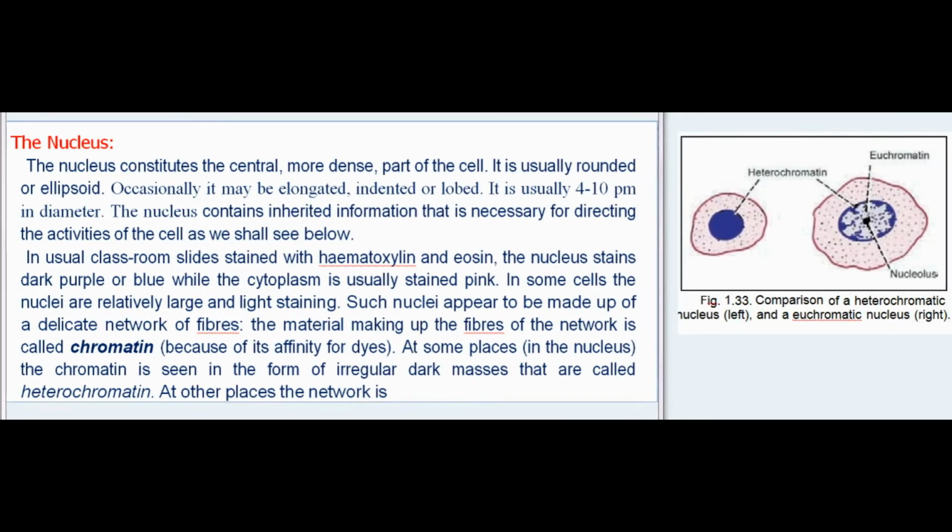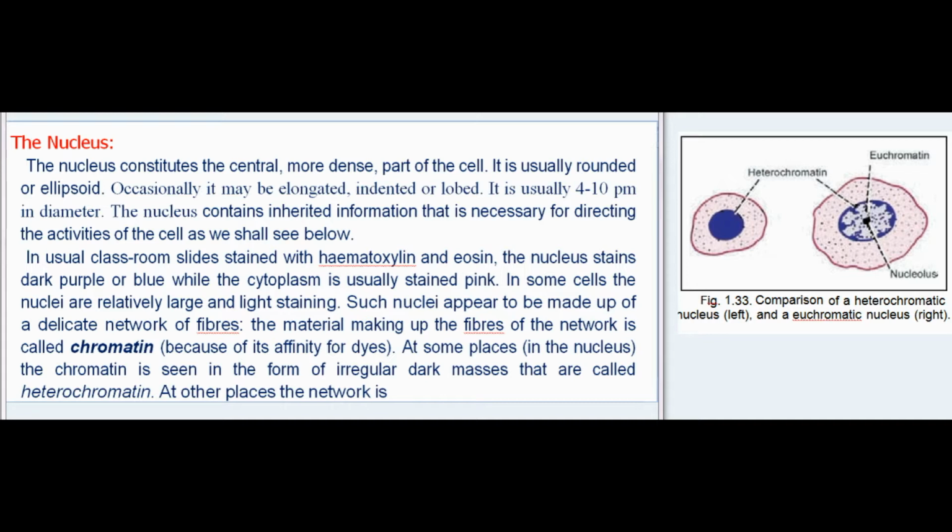The nucleus constitutes the central, more dense, part of the cell. It is usually rounded or ellipsoid. Occasionally it may be elongated, indented, or lobed. It is usually 4 to 10 µm in diameter. The nucleus contains inherited information that is necessary for directing the activities of the cell, as we shall see below.